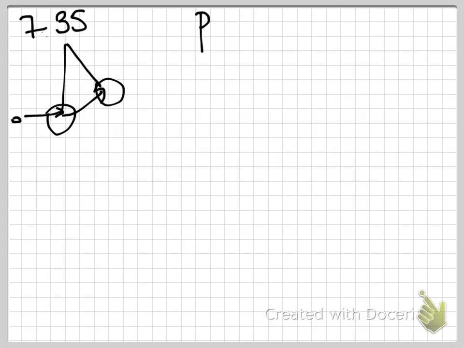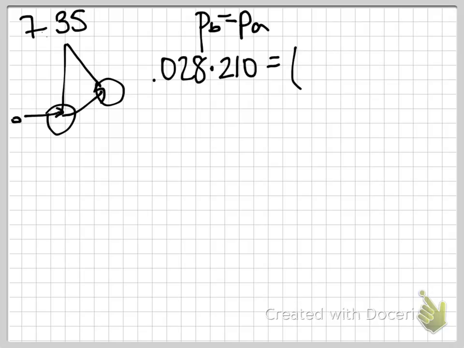So if we start with P before equals P after, which is what we always do, all of the momentum is coming from the bullet. So it's 0.028 times 210 is your momentum before, equals the momentum after, which is the mass of the two combined. So it's 4.028 kilograms times V combined after.